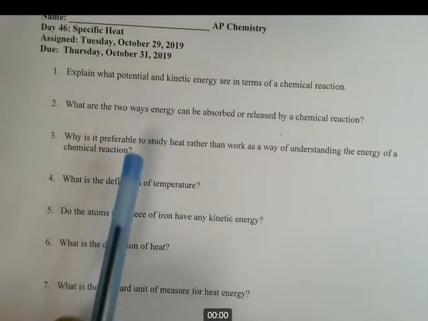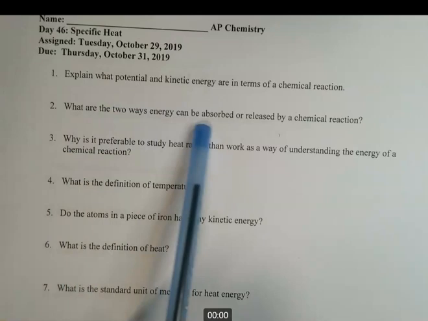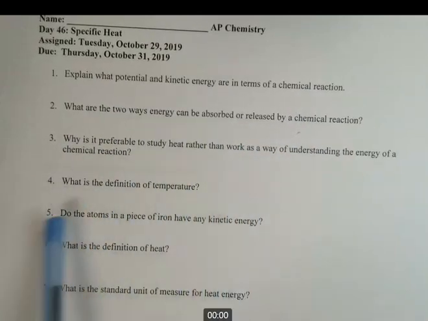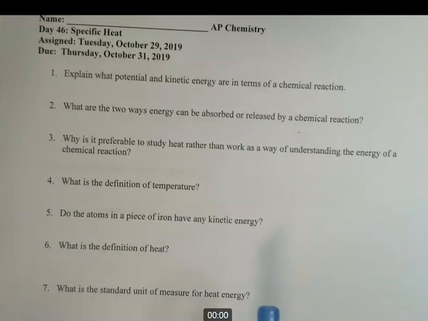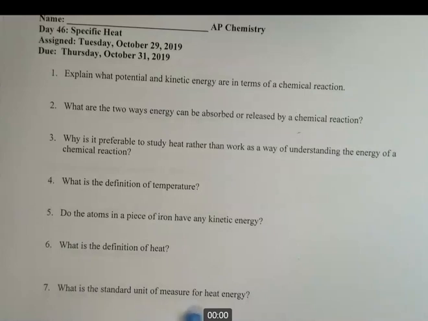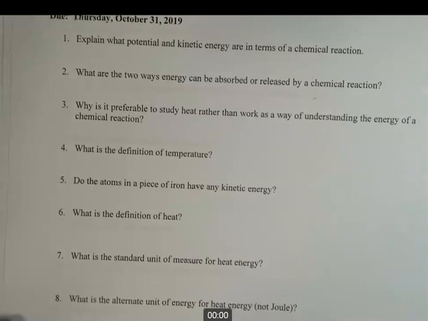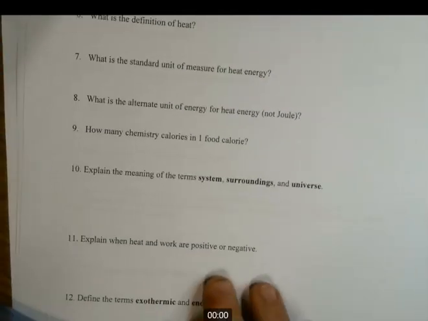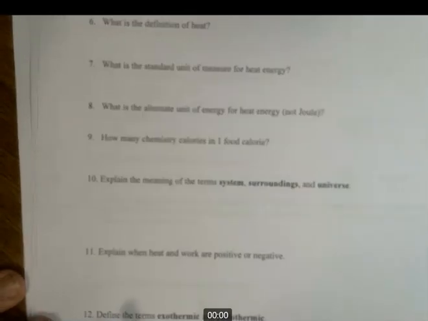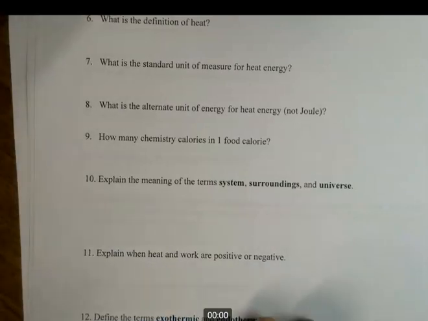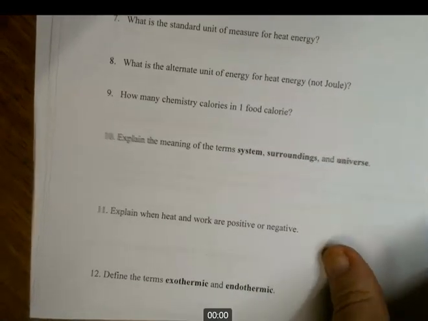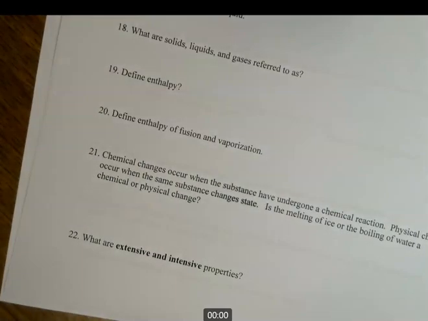So explain potential and kinetic energy, that's in the notes. All of these are in the notes. So the idea of these questions is just to get you to read the notes and write out the explanations. If, however, one does not make sense, then bring it up in class, okay? Explain the meaning of system, surroundings, and universe. That's in the notes. Explain when heat and work are positive or negative. That's in the notes. So all of these questions are in the notes. Just go ahead and read the notes. They're pretty straightforward answers.